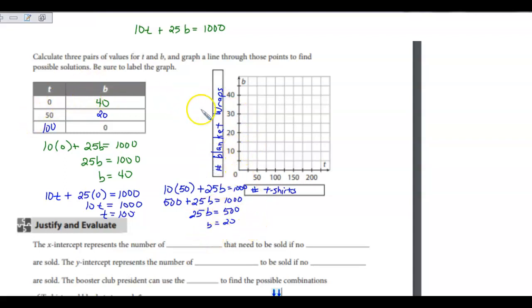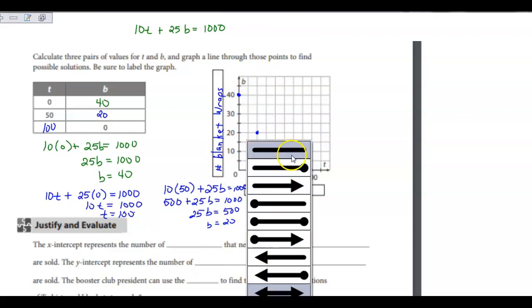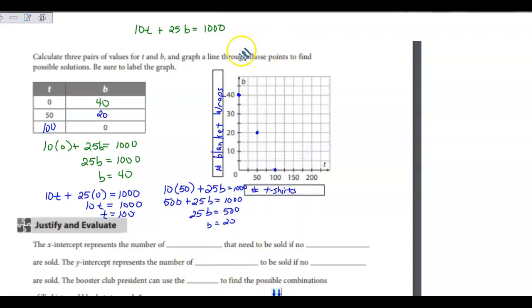And now I can graph these ordered pairs. So I have 0, 40. If T is 0 and B is 40, there's a point. If T is 100, B is at 0. And at 50, it would be here, and this would go up to 20 here. And then I can draw my line through those points. Let's get rid of the arrows. And that's how you graph them. Okay?